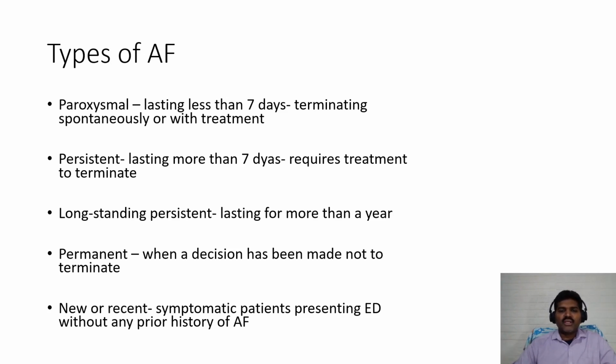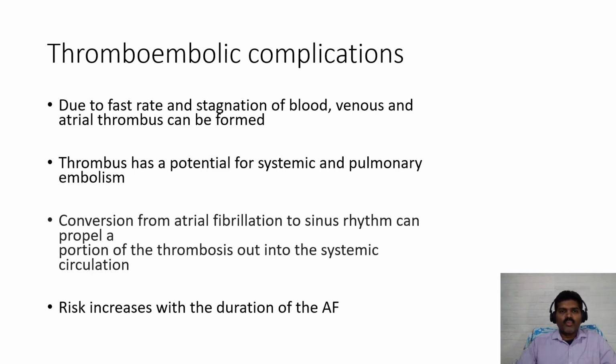Main complications of atrial fibrillation include thromboembolic complications rather than cardiogenic shock. Due to fast rate and stagnation of the blood, venous and arterial thrombus can be formed. Thrombus has the potential for systemic and pulmonary embolization. Conversion from atrial fibrillation to sinus rhythm can propel a portion of the thrombus out into the systemic circulation, which can lead to stroke, which is very, very common in patients with AF.